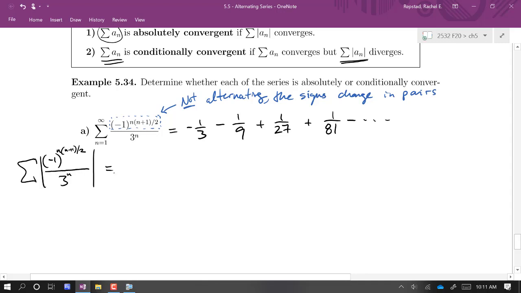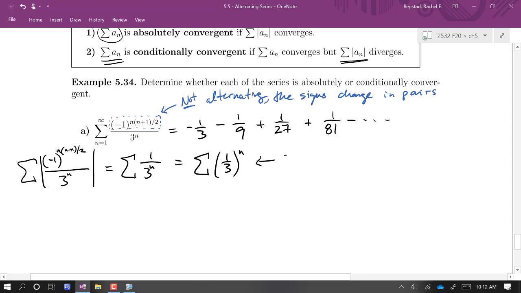Now, when I take the absolute values, that removes all the sign changing that might happen, right? That -1 raised to the power n plus 1 over 2 just goes away. That becomes 1, because the absolute value of the numerator is just 1. So this is the series 1 over 3 to the n. And in fact, I'm going to go even further and write this as the series (1/3) to the n.